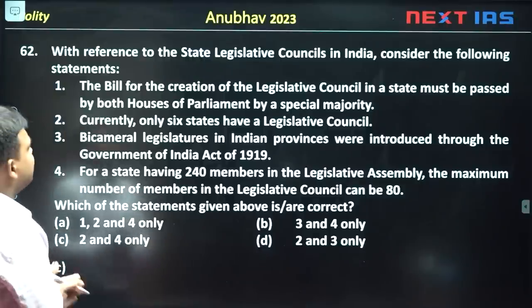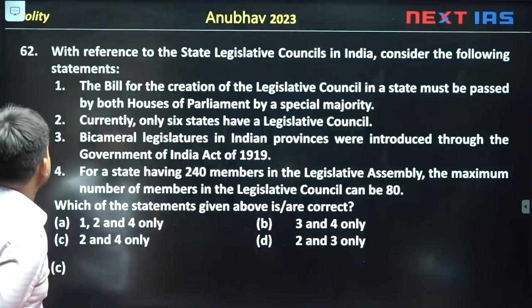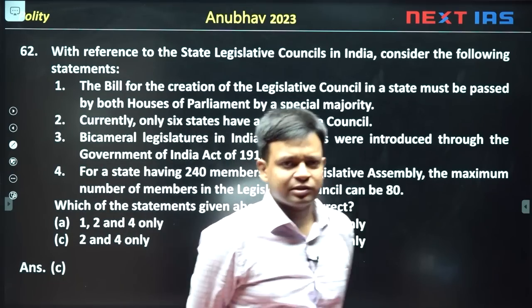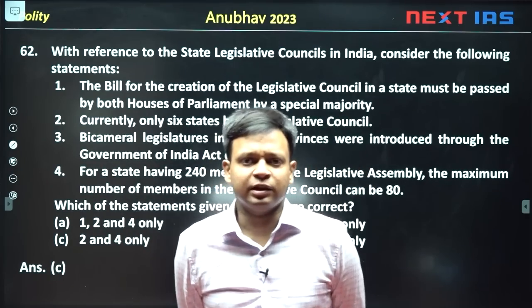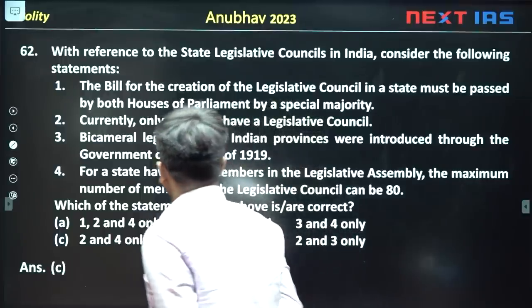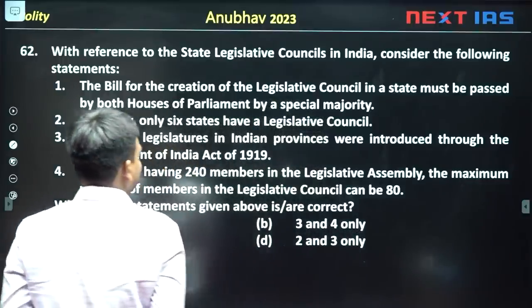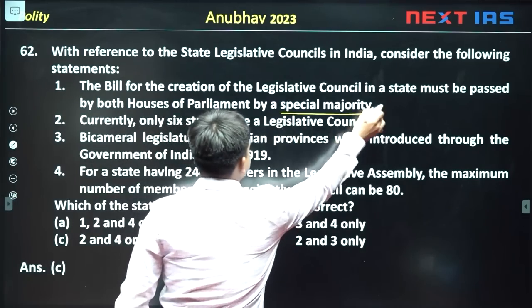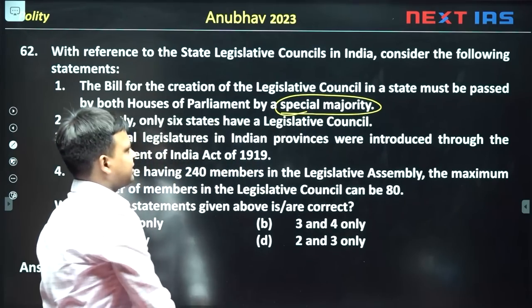With reference to the state legislative councils in India, consider the following statements. We know that the legislative councils are present in some of the states of the country. Article 169 allows for it. The first statement is: the bill for the creation of the state legislative council in a state must be passed by both the houses of parliament by a special majority. This is not a correct statement.